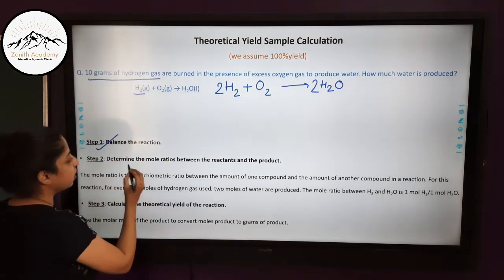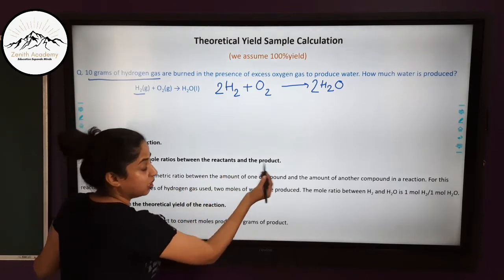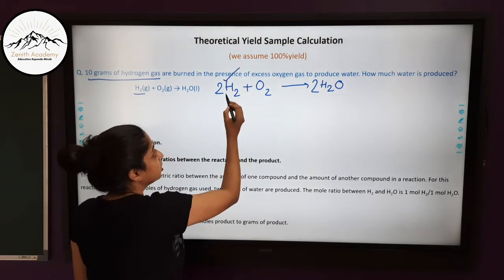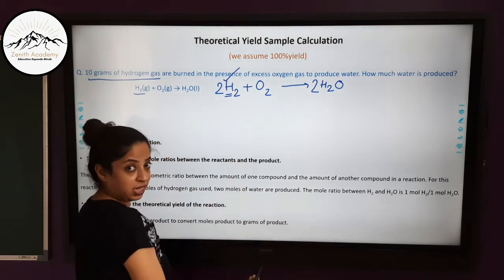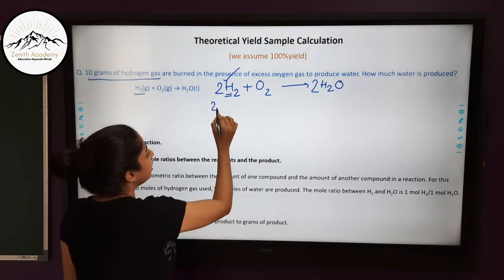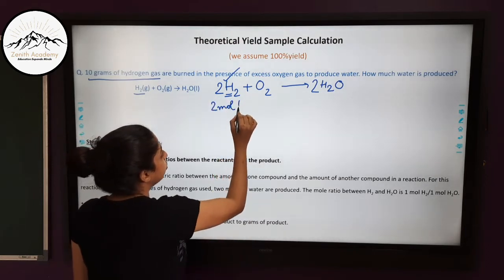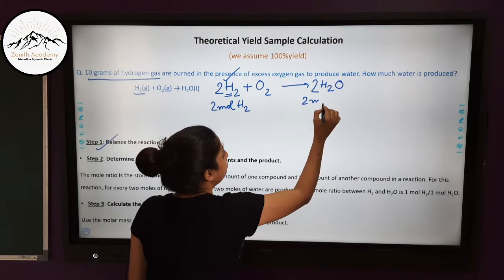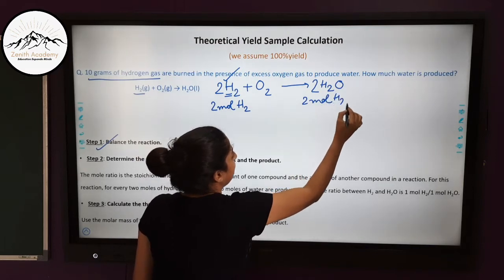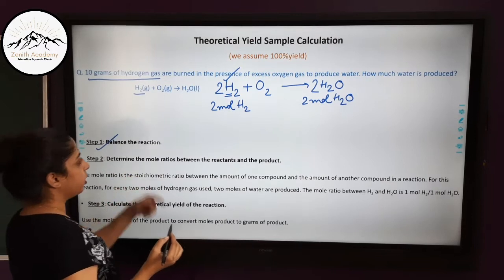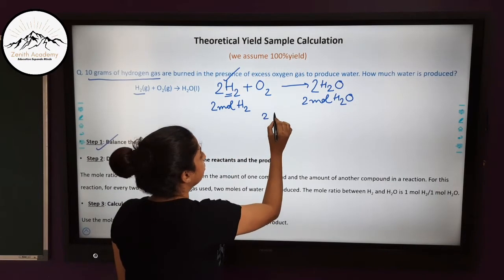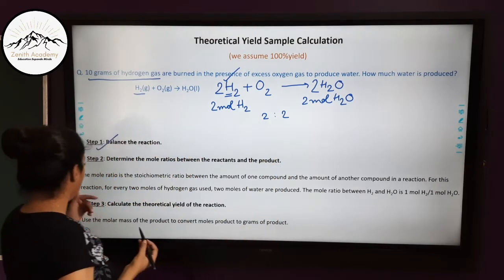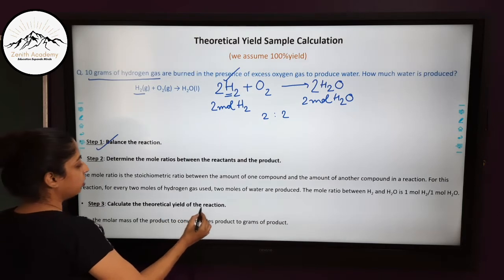The second step is to determine the mole ratios between the reactants and the product. Now between these two reactants, I will select this reactant because this is the limiting reactant, as the oxygen was in excess. So here this is very clear that 2 moles of H2 is forming 2 moles of water, right? So we have found the mole ratio, which is 2:2, that 2 moles of hydrogen is producing 2 moles of water.